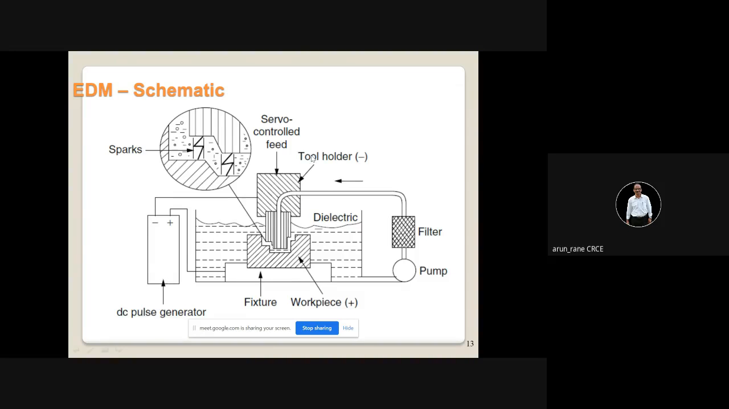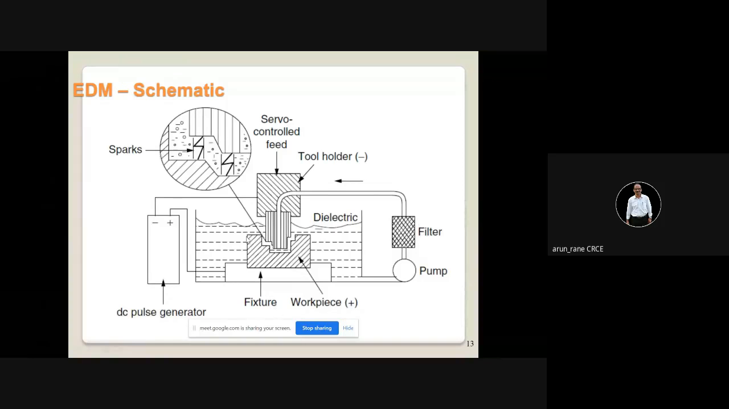Since this holder is negative and the workpiece is positive, again and again I am telling you that electrons will move toward the workpiece carrying negative charge, and the ions, which carry the positive charge from the workpiece, will move towards the electrode. And since the electrons have very high speed, almost 3 into 10 raised to 8, more erosion will occur at the workpiece and less erosion will occur at the electrode. And this is what we want.